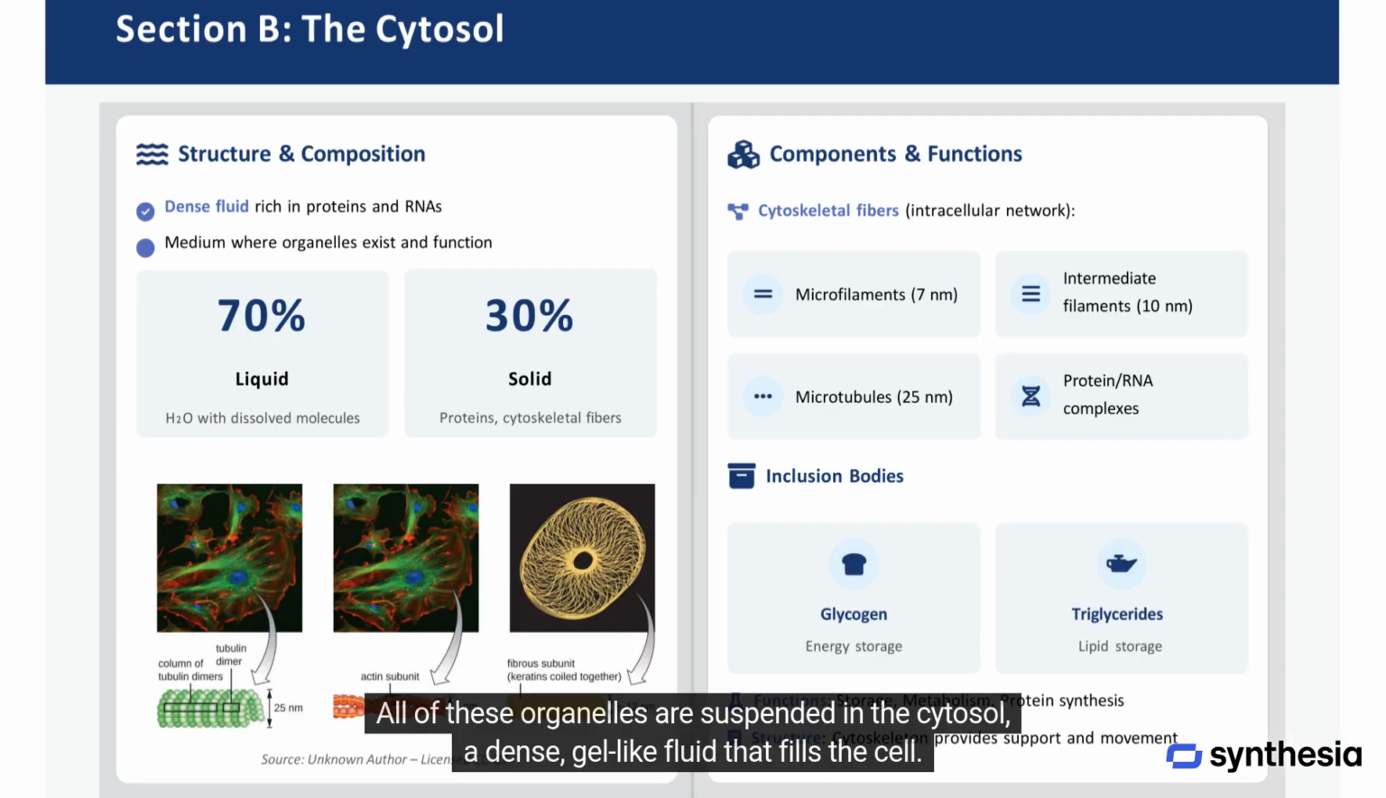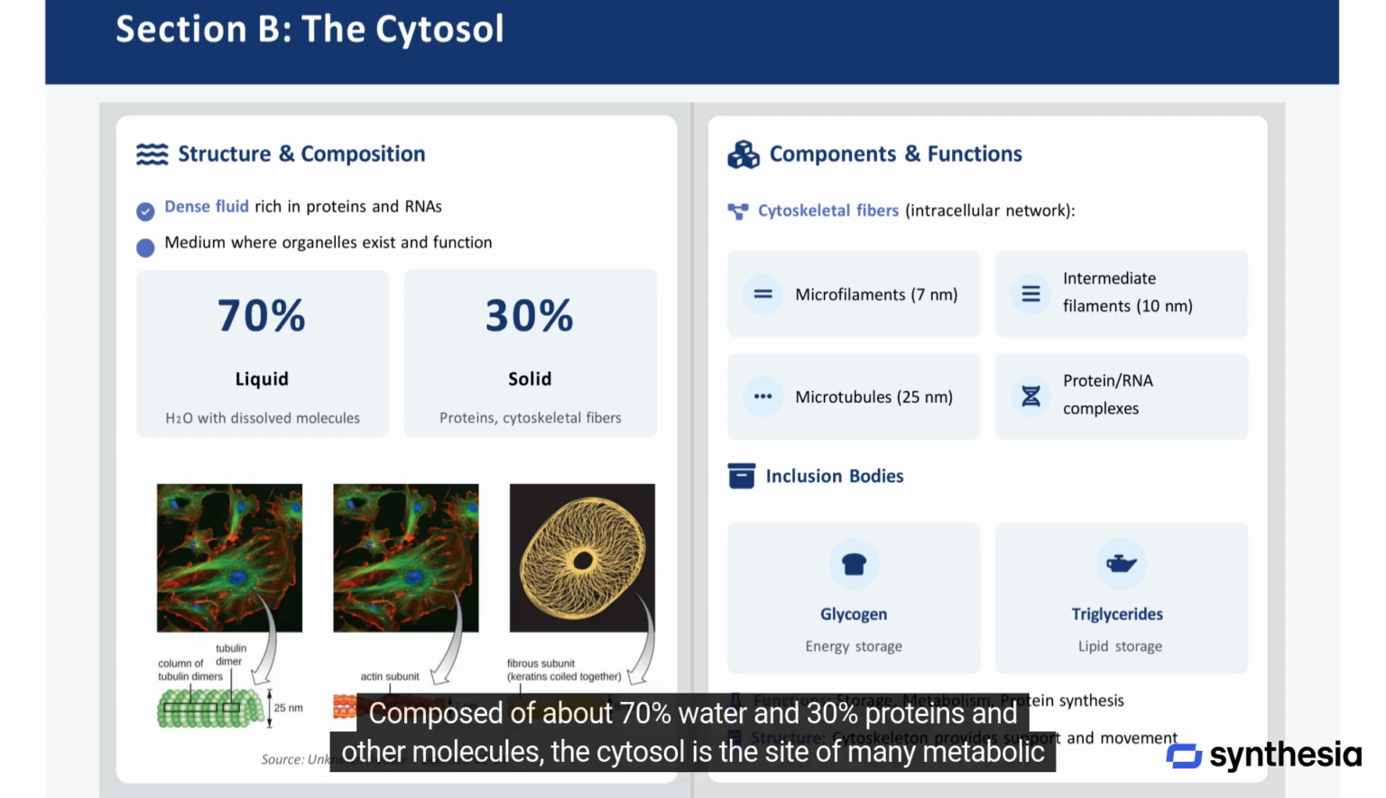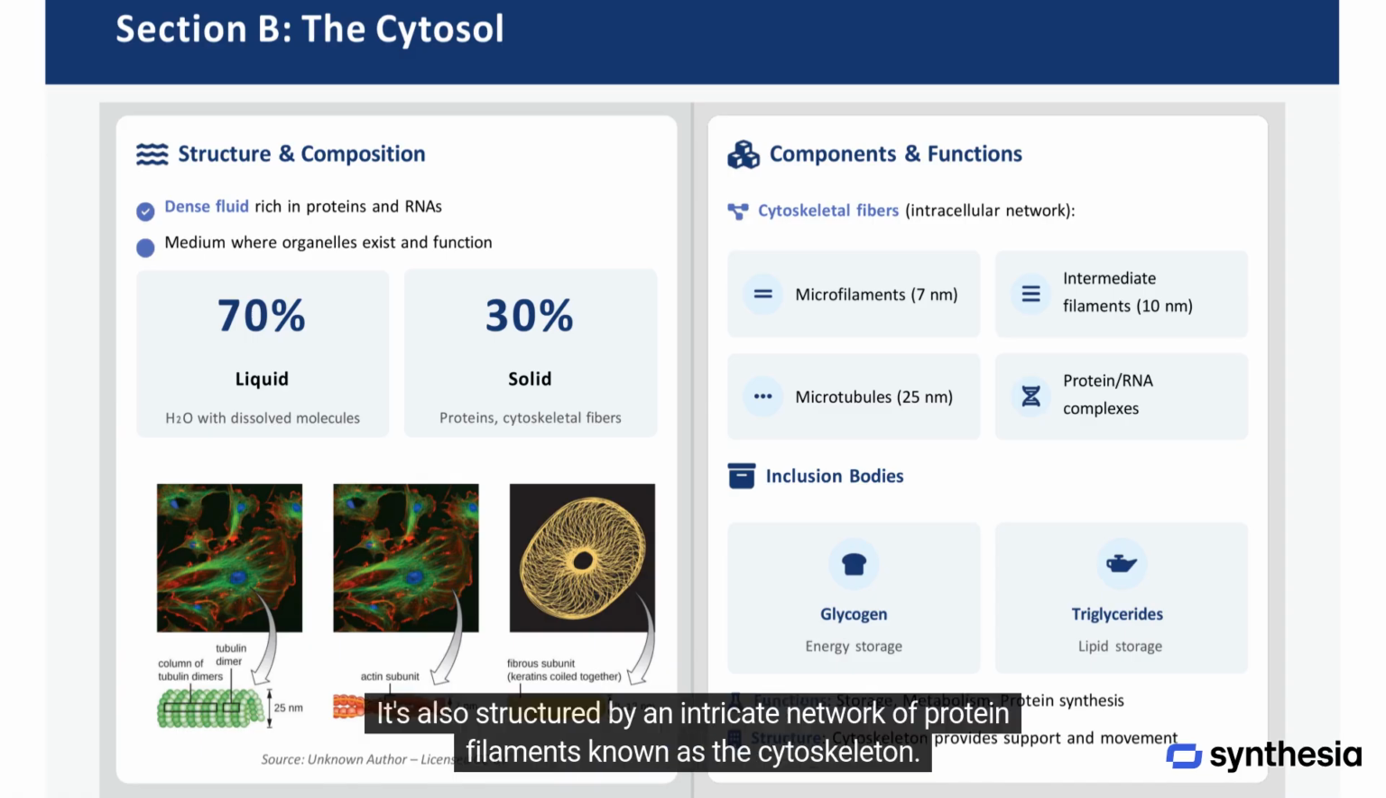All of these organelles are suspended in the cytosol, a dense gel-like fluid that fills the cell. Composed of about 70% water and 30% proteins and other molecules, the cytosol is the site of many metabolic reactions. It's also structured by an intricate network of protein filaments known as the cytoskeleton.